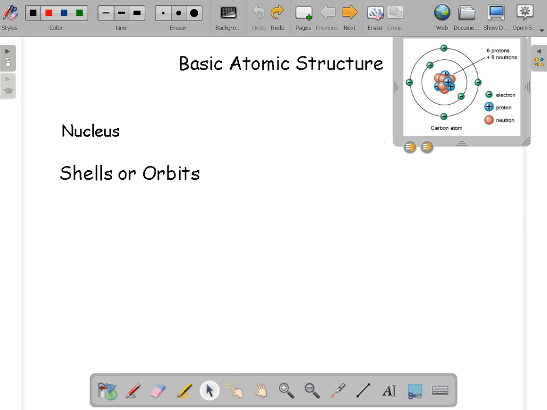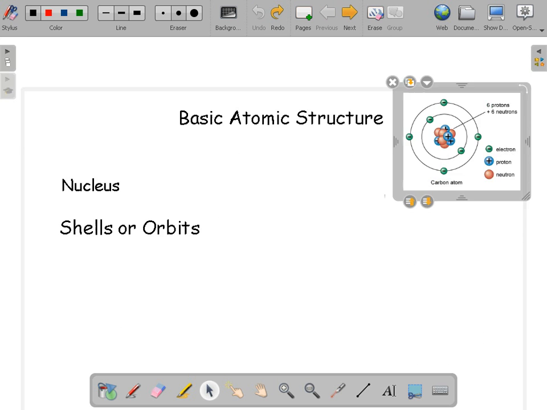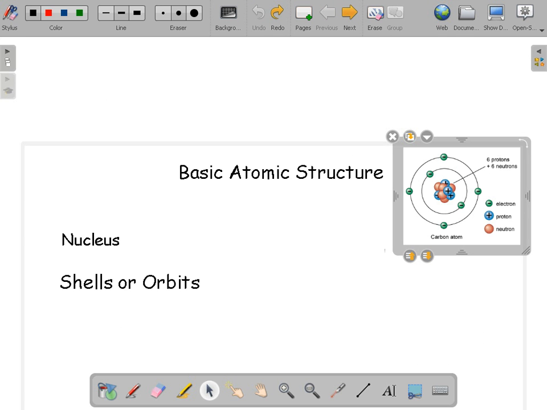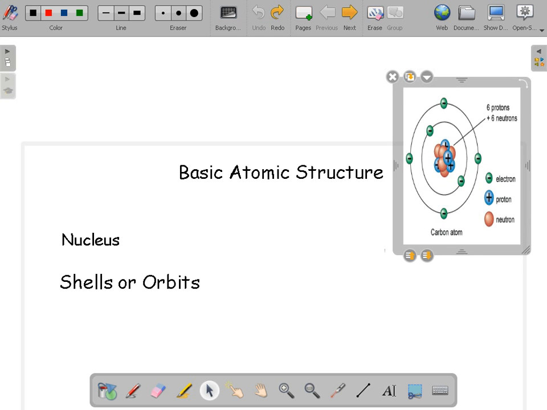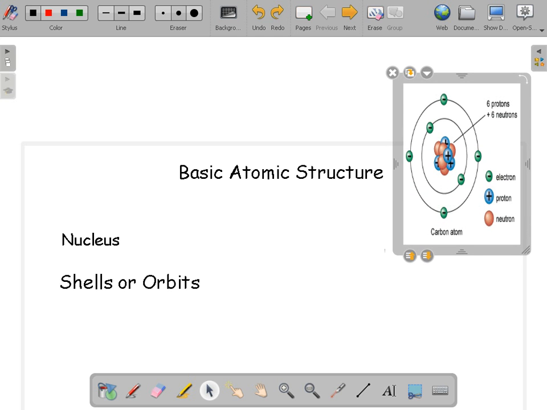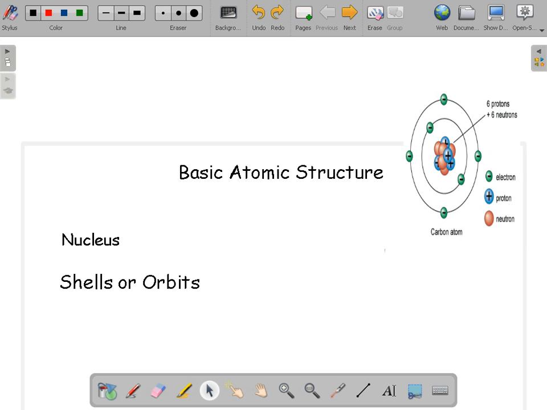If I bring our basic structure back here, let's make it a bit bigger. This is a carbon atom. A carbon atom is a carbon atom because it has an atomic number of 6 and a mass number of 12. So it has 6 protons and 6 neutrons, and these are the electrons outside in the shells.